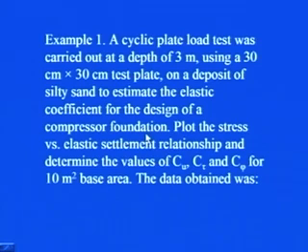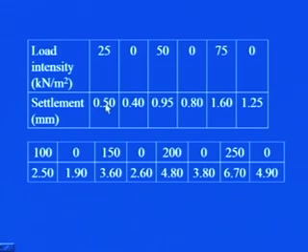The statement of the example says to plot the stress versus elastic settlement relationship and determine the values of Cu, C tau and C phi for a 10 meter square base area. The data obtained from the test: since it is a cyclic plate load test, loading, unloading and then reloading is there. For the first loading step, when the load intensity is 25 kilonewton per meter square, the corresponding settlement recorded was 0.5. When it was unloaded, the settlement recorded was 0.4.